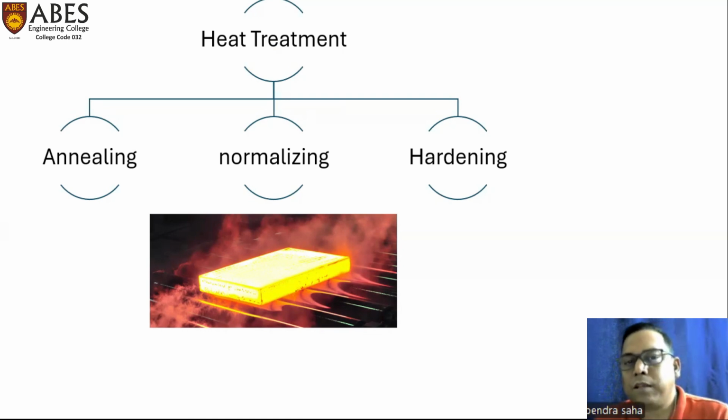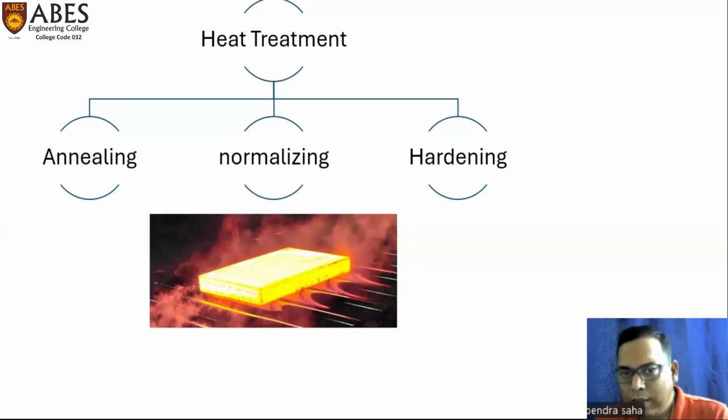Similarly, in the normalizing process, the metal is heated to a temperature and soaked for some time. After that, if it is cooled down in air, it is called normalizing. And lastly, the metal is heated to a temperature and then cooled down by directly quenching into water or oil. So the temperature suddenly drops to normal atmospheric temperature. It is called the hardening process.